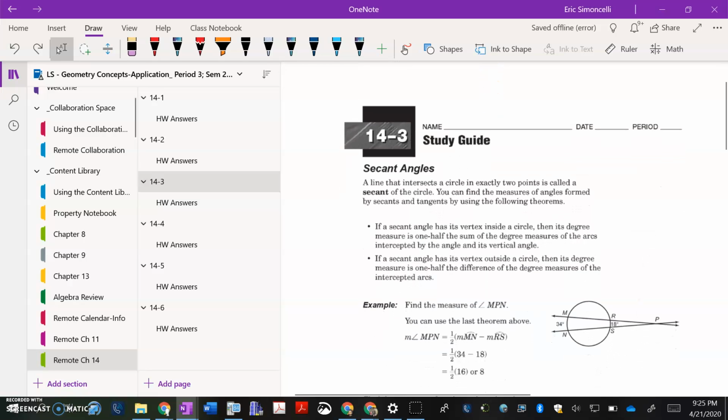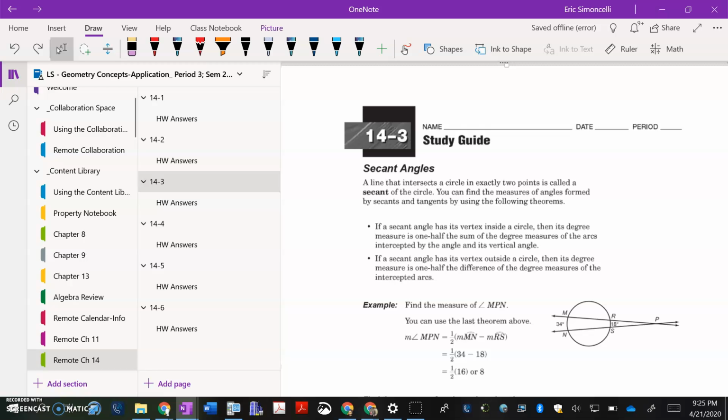So the first, if a secant angle has its vertex inside a circle, then its degree measure is 1/2 the sum of the degree measures of the arcs intercepted by the angle and its vertical angle. The depiction below, that particular example that you see, I'll be able to speak more specifically as to how that theorem plays out, but also the next theorem possibly. Together, I think both theorems will be used pretty thoroughly in our lesson today.